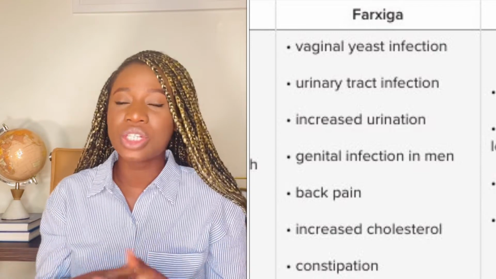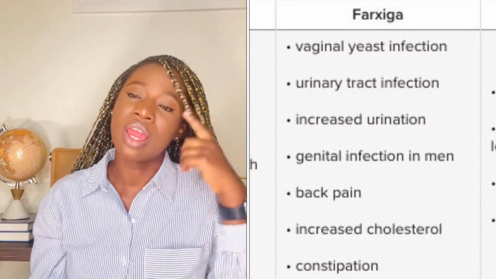This medication can also cause yeast infection. This is common in patients, especially female patients. So make sure that you're reaching out to your doctor as well.